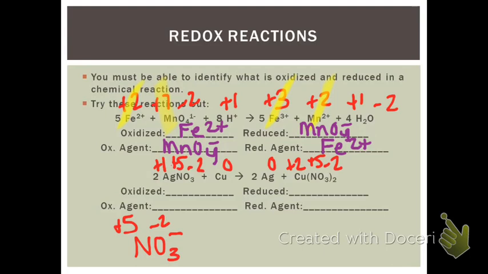Now, what happened? Silver went from +1 to 0, and then copper went from 0 to +2. So which one was oxidized, which one was reduced? Well, it looks like the silver went from +1 to 0, so it went down. But we won't write silver, we'll write silver nitrate was reduced, and silver nitrate is the oxidizing agent. And then the copper, again, was oxidized because its number increased, and it would be the reducing agent.